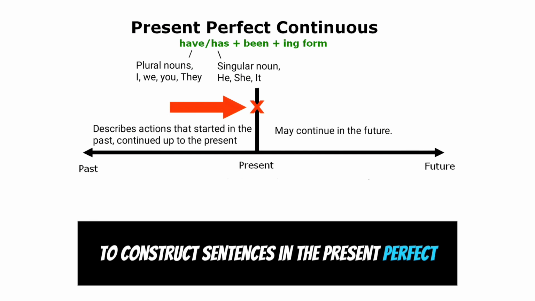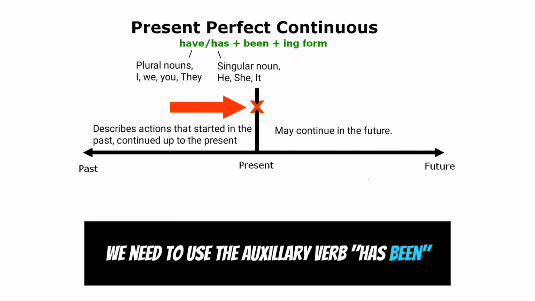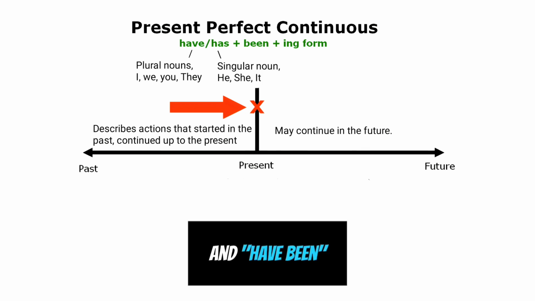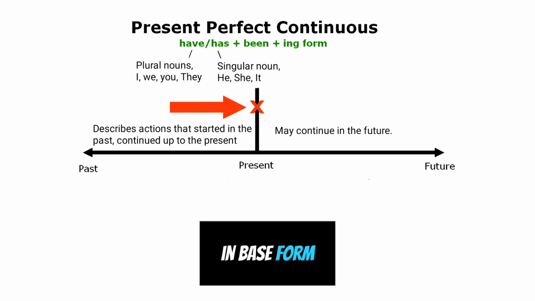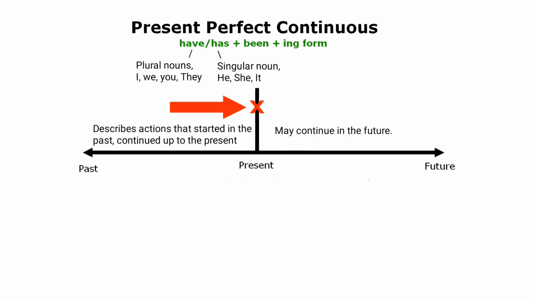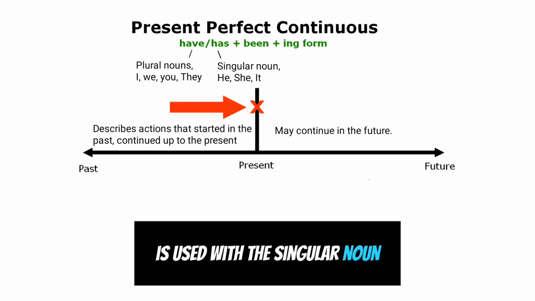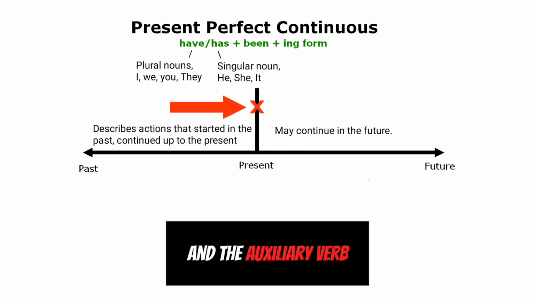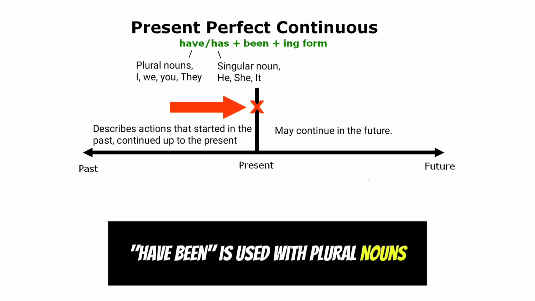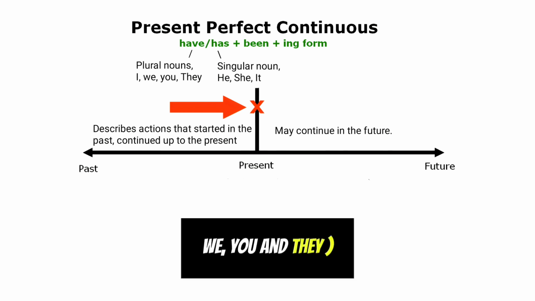To construct sentences in the present perfect continuous tense, we need to use the auxiliary verb, has been and have been. We combine this auxiliary verb with the main verb in base form with the suffix ing. Keep in mind that the auxiliary verb, has been, is used with the singular noun and third person singular pronouns he, she, and it. And the auxiliary verb, have been, is used with plural nouns and the rest of the pronouns I, we, you, and they.